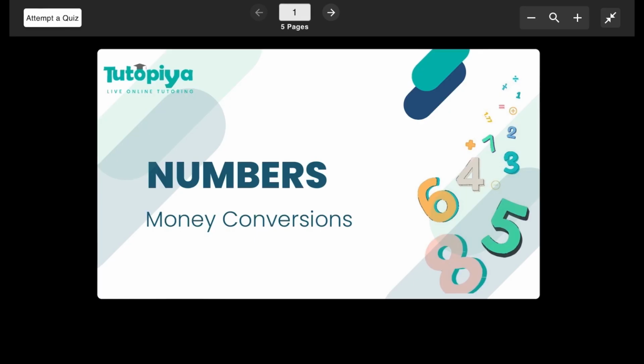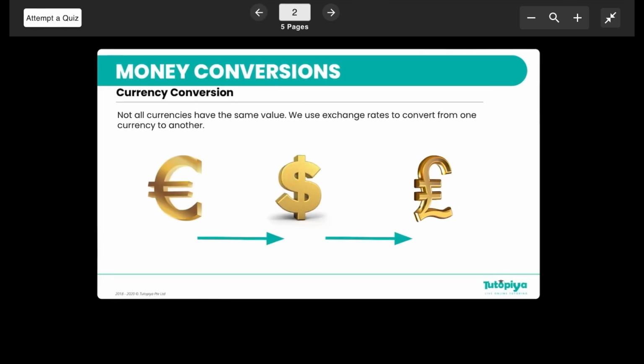Hello everyone, today we're focusing on Cambridge IGCSE Mathematics, topic of number, subtopic money conversions. So basically not all currencies have the same value, right? You might have heard of a lot of currencies when you have visited and traveled around the world.